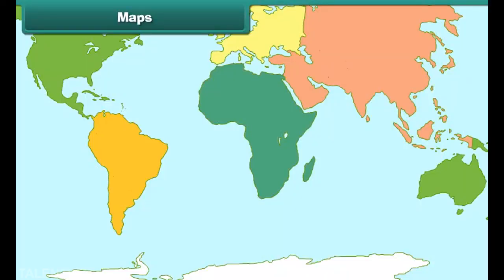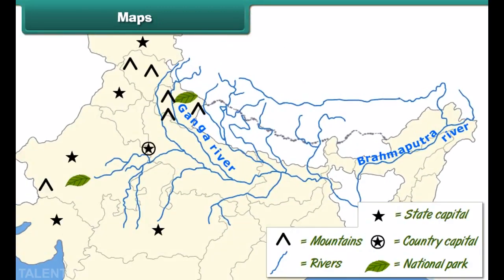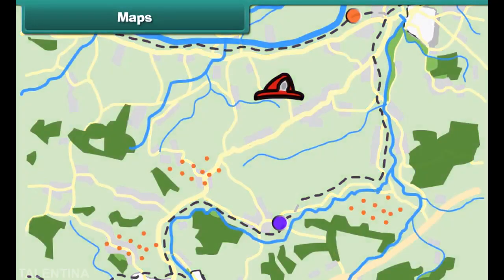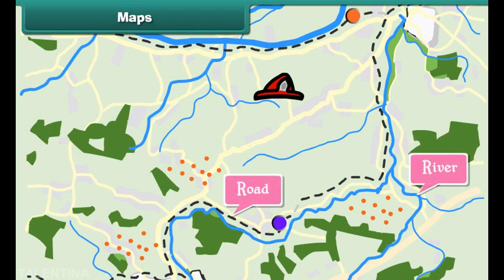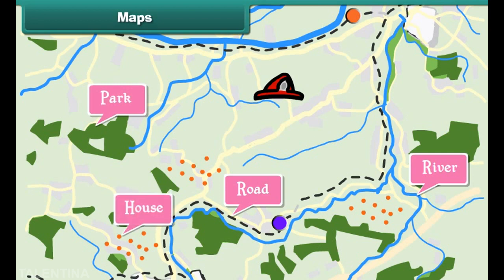Maps. A map represents some portion or all of Earth's surface diagrammatically. It shows countries of the world, their capitals, cities and towns. It also shows the various landforms and water bodies on Earth. Maps use pictures or signs to denote rivers, mountains, etc. Such pictures and signs are known as symbols. Some common symbols used in maps are black lines to represent roads, blue lines to represent rivers, the color green to represent parks, dots to represent houses, and a fireman's hat to represent fire stations.